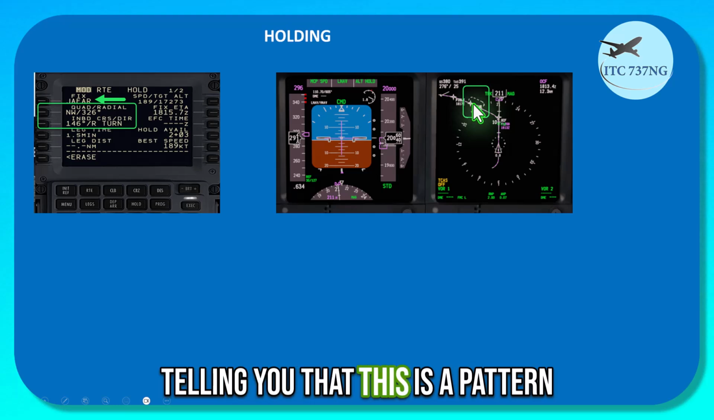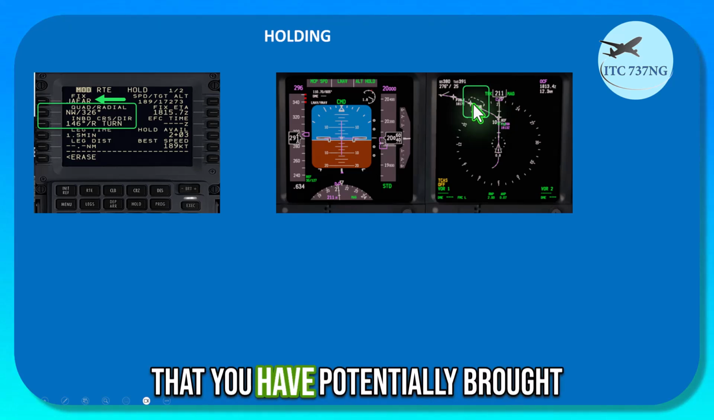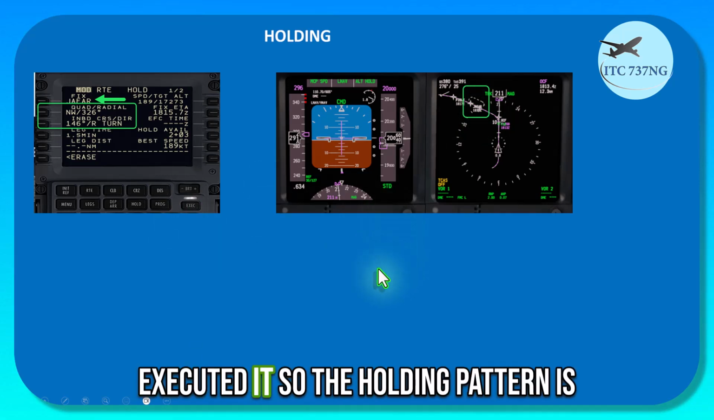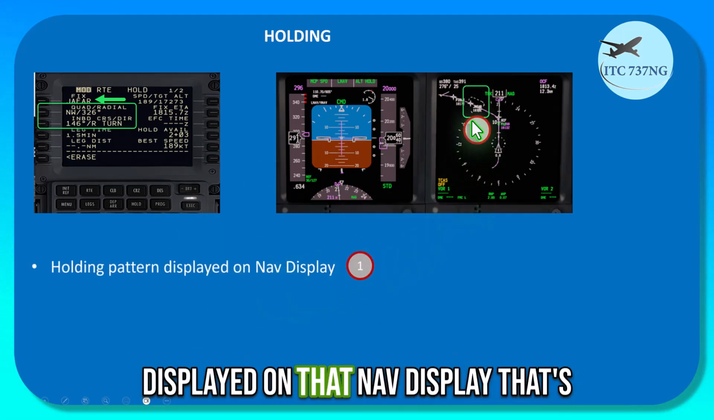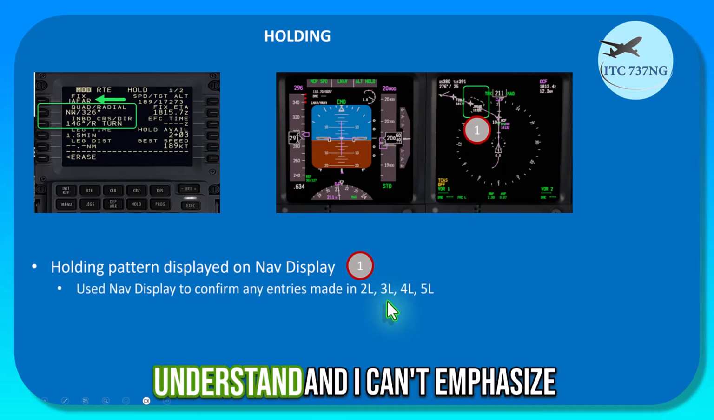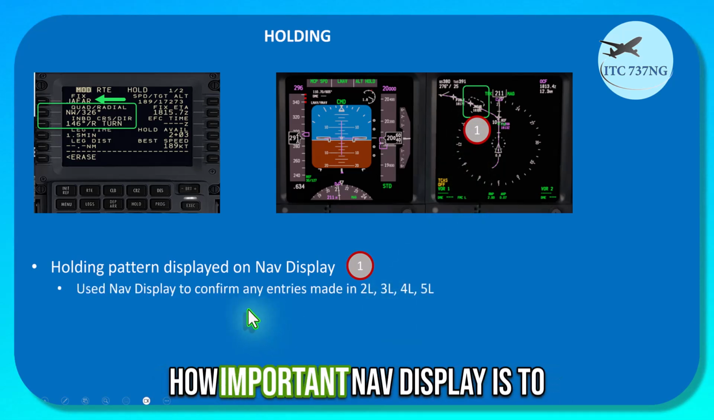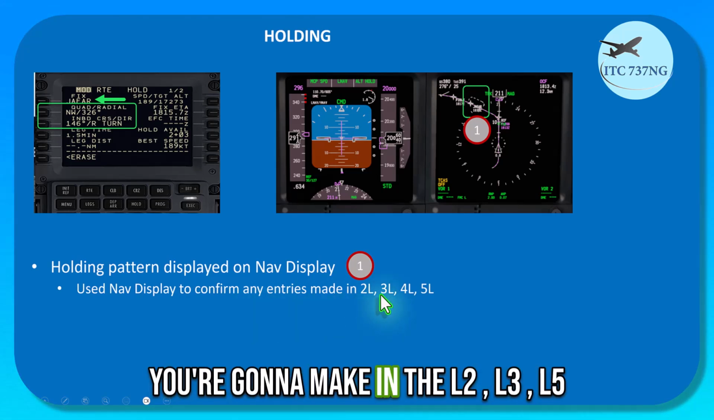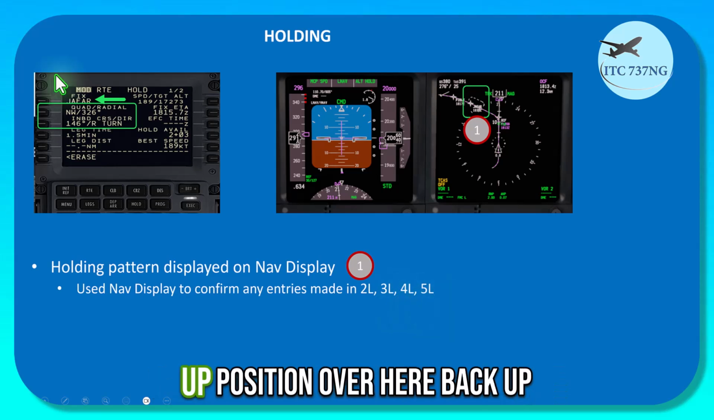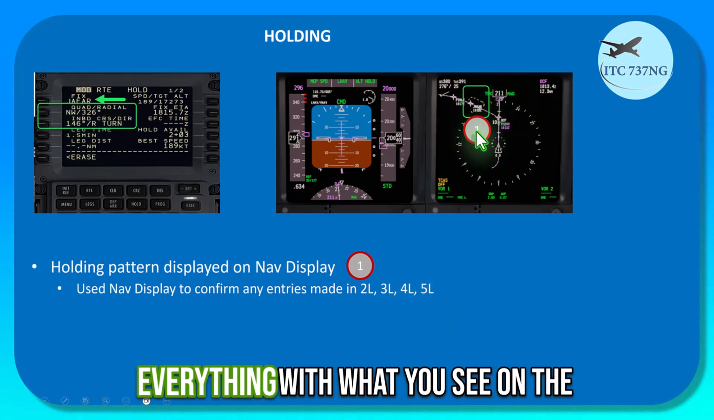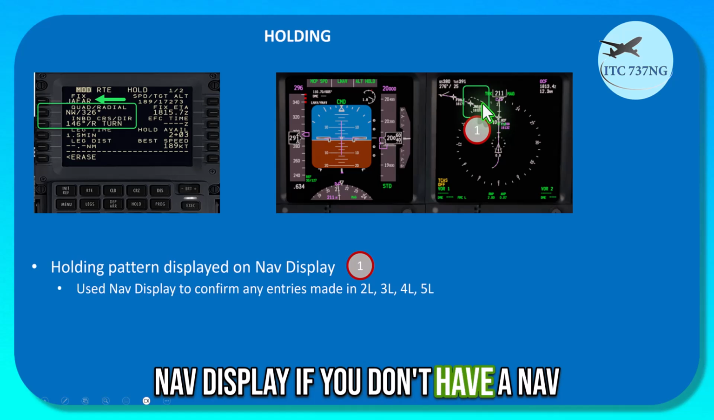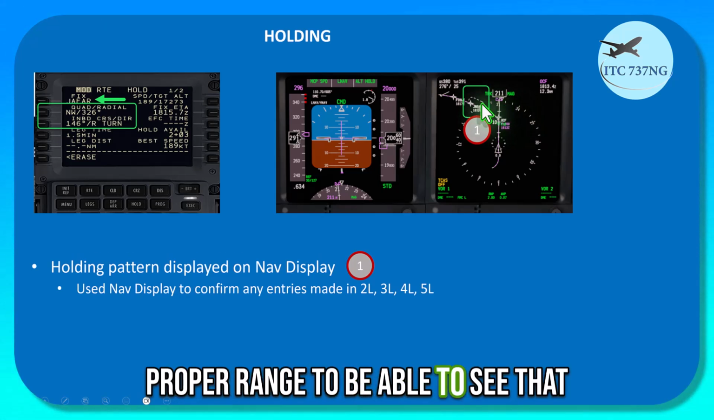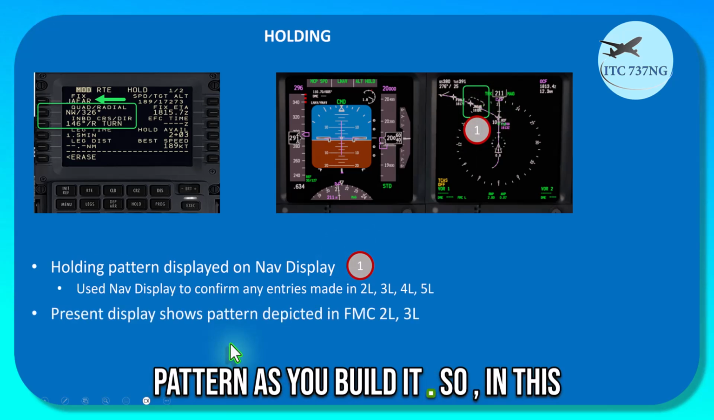So it's telling you that this is the pattern that you have potentially brought up to execute. But notice we haven't executed it. So the holding pattern is displayed on that nav display. That's what is important for you to understand. And I can't emphasize how important that nav display is to confirm any of the entries that you're going to make in the 2L, 3L, 4L position over here. Back up everything with what you see on the nav display. And if you don't have a nav display depicted, then select the proper range to be able to see that pattern as you build it.